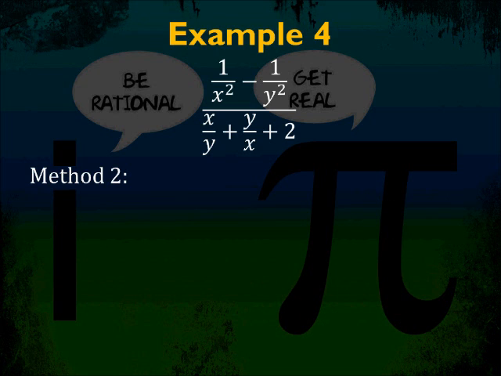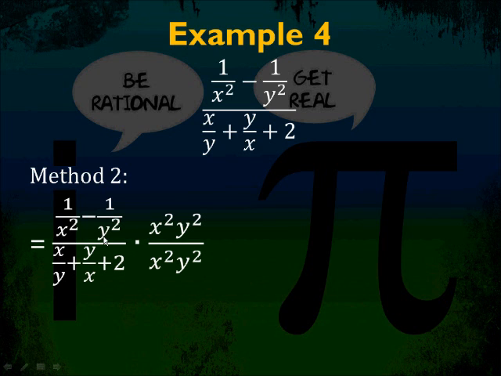Method 2, I think, is a little easier. I think it's a lot easier, actually. So let's multiply the top and bottom by the least common denominator. What do you think that is? Well, it's x squared y squared. So let's multiply the top and bottom by x squared y squared.